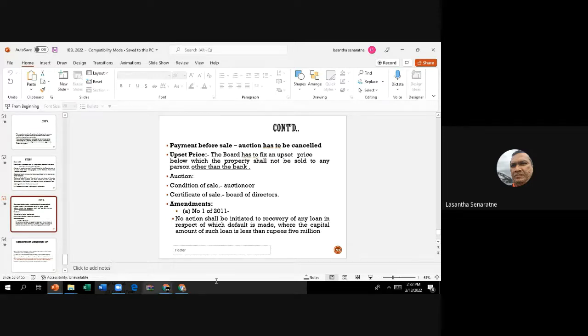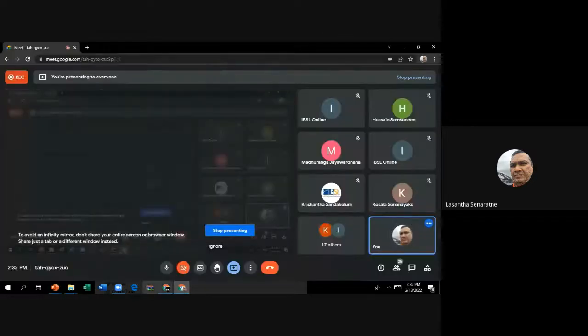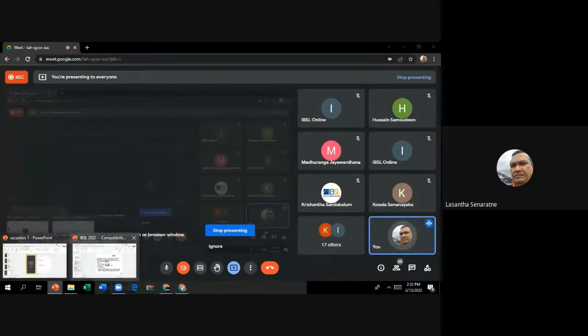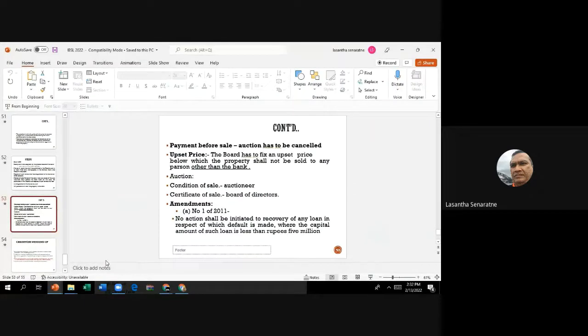Sometimes the customers, maybe with a 10 million facility, reduce their capital to less than 5 million and they default. Then at that time, you can't go for parate auction. What is available is the money recovery action. Sorry, mortgage bond action, which will take another 9 to 10 years. So that is an area that you have to be careful about. If the capital sum is less than 5 million, you will not be able to go for this action.